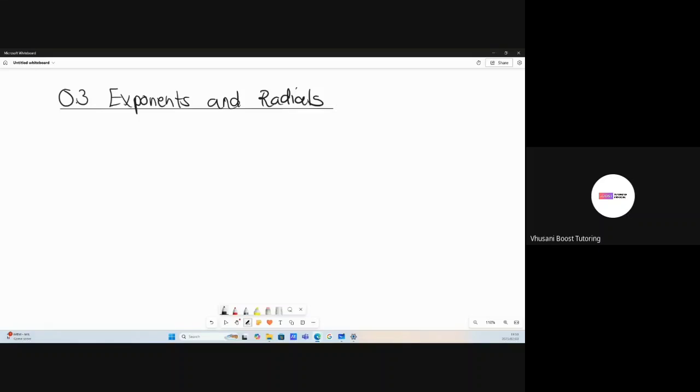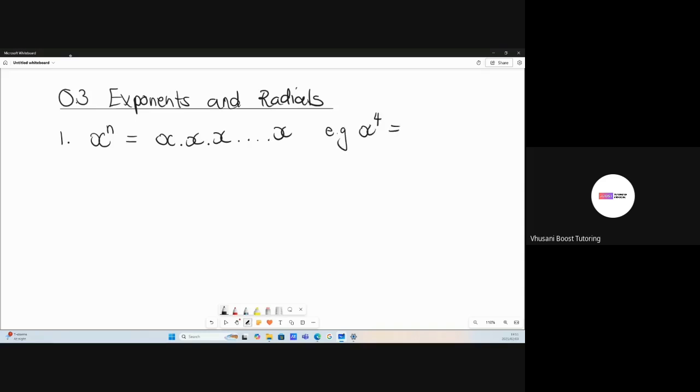Okay, so let's get started. With your exponents, we have a couple of laws. The first one, I'm sure you're familiar with. It says if you have x to the power of n, this will be equal to x times x times x, n times. For example, let's use x to the power of 4. X to the power of 4 is basically x times x times x times x. You guys are familiar with this.